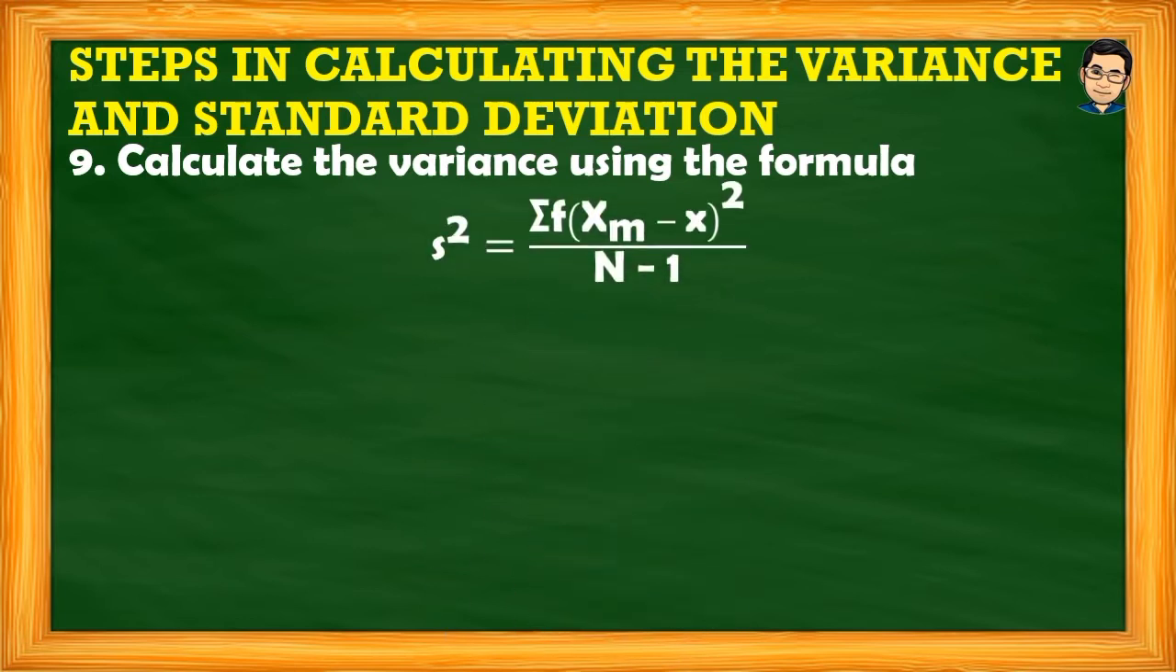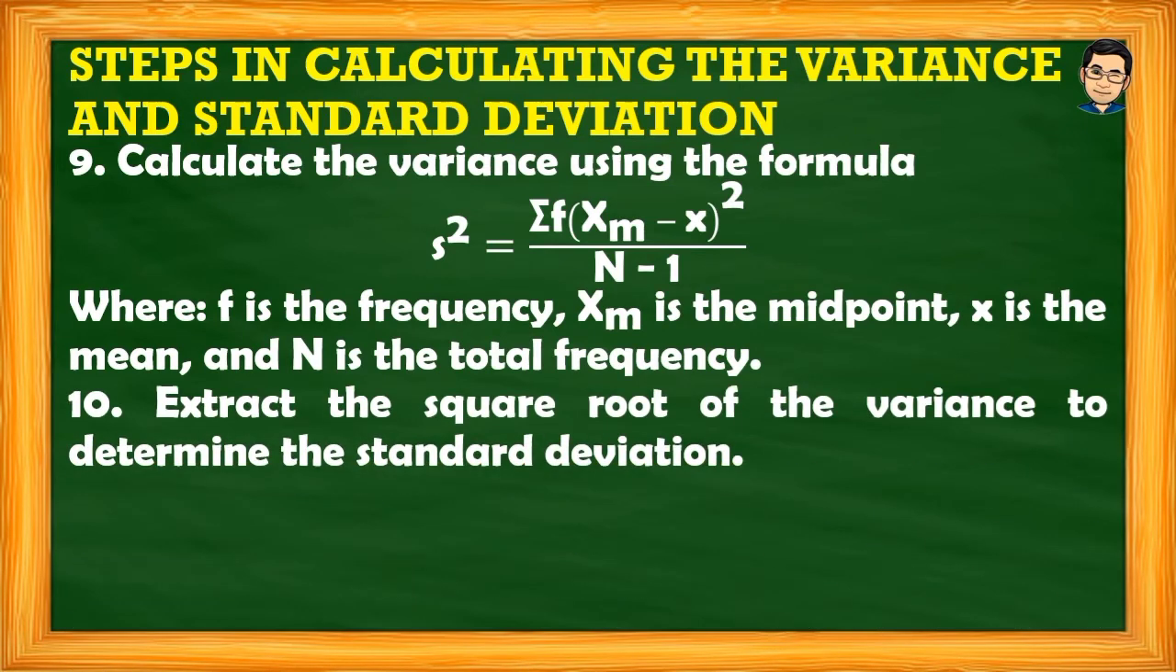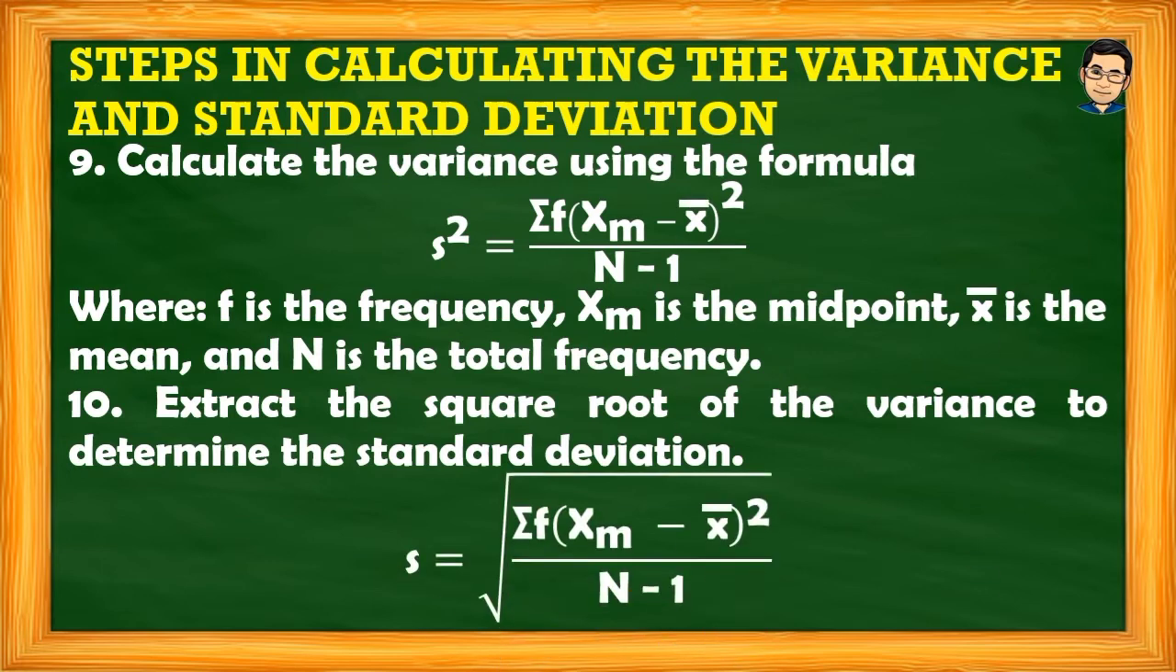So, for variance, that is the formula. And then, yung standard deviation, extract natin yung square root ng variance. Madali na lang po yun. By the way, dun sa formula, f is the frequency, x sub m is the midpoint, x is the mean, and n is the total frequency. So, ito naman po ang formula for standard deviation, yung mismong square root ng variance. Okay.